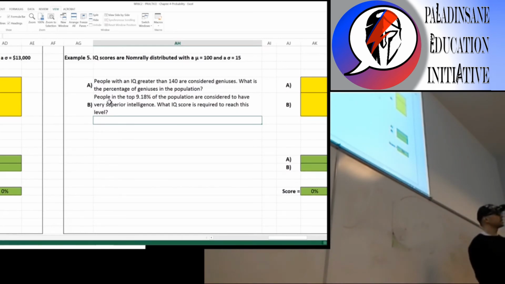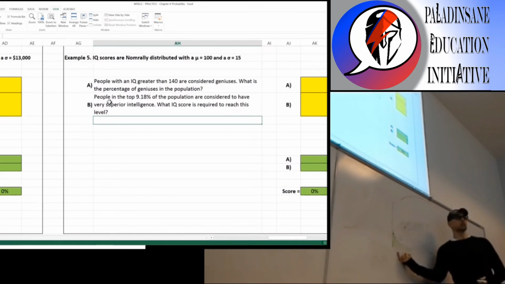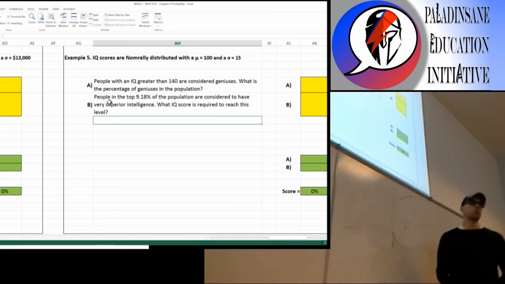In this case, we're starting with a percentage. So we know what percentage we want: 9.18. And again, we know which area we want, right? So it's 9.18% in the tail, because you have to be at least that high of an IQ score or higher to have very superior intelligence. So we once again want this tail, but now the question is, what's our raw score? What IQ do we need?